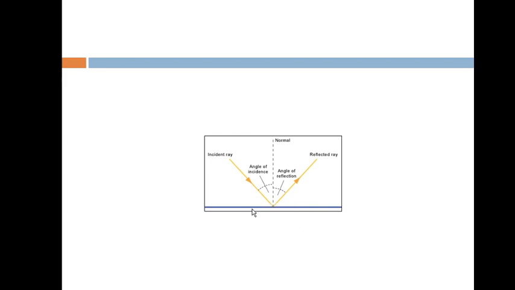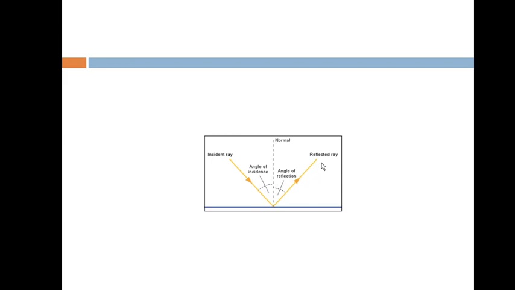Okay. The angle of incidence is the angle between the incident ray and the normal, as we said before. So this angle is between the incident ray and the normal. Here, what is the reflected ray? It is the light ray that bounces or returns back from the reflecting surface.